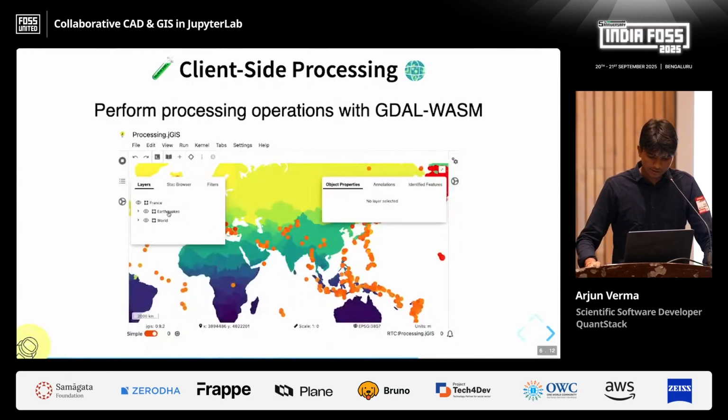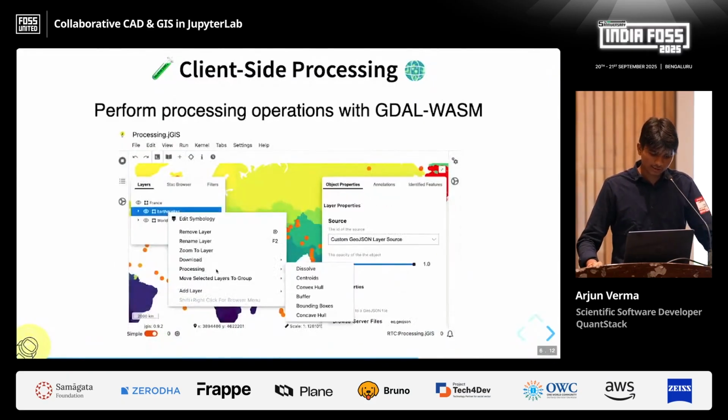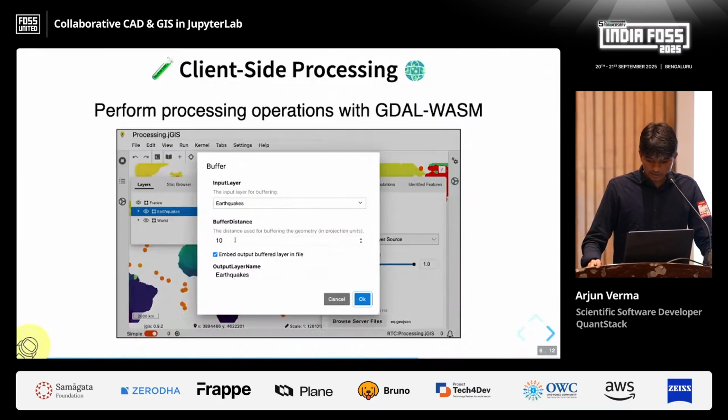And we also have this processing toolbox like QGIS. So if I click a layer and select this processing, I can do all of this with the layer. I can maybe create a buffer. So I have this earthquake data. I want to see, within a 10-kilometer radius, where there is a lot of risk.